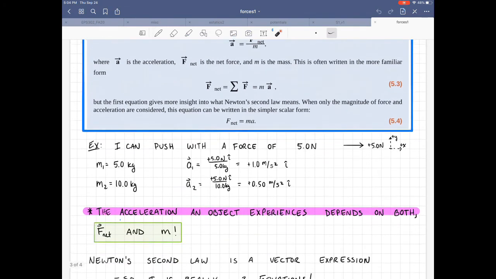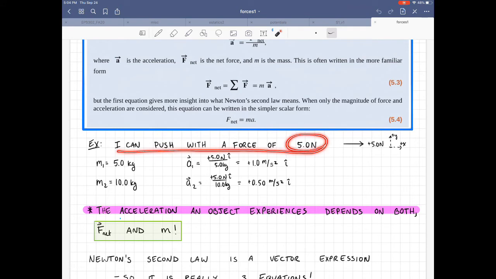So I've got a little example here. Let's say that I can push with a force of 5 newtons, and let's say I'm pushing to the right. So in my coordinate system here, my push would be plus 5 newtons in the i-hat direction. So let's say I've got 2 objects. Mass 1 is 5 kilograms, mass 2 is twice as massive, 10 kilograms. So if I push with the same 5 newton force on both of these objects, the acceleration of object 1 will be 5 newtons divided by 5 kilograms. The acceleration for object 1 will be plus 1 meter per second squared in the i-hat direction.